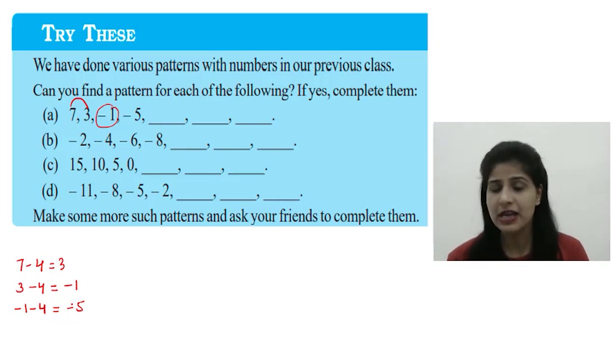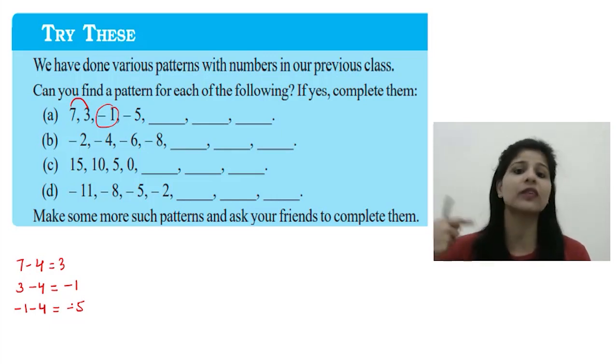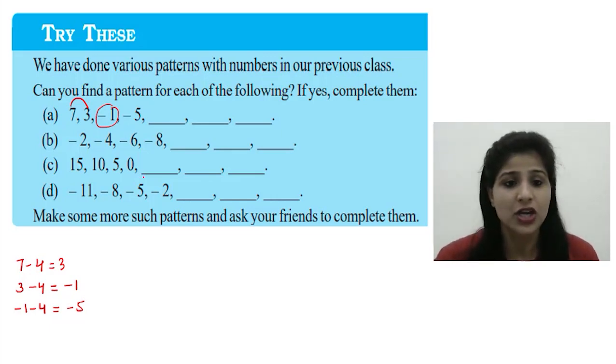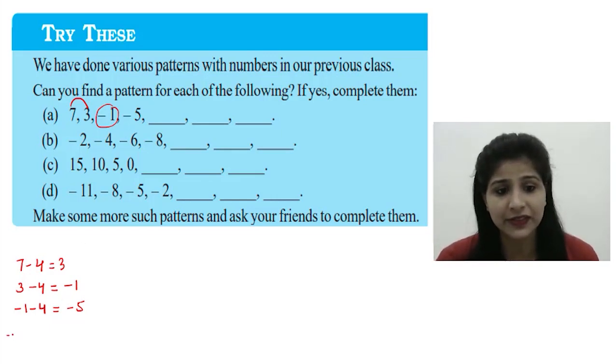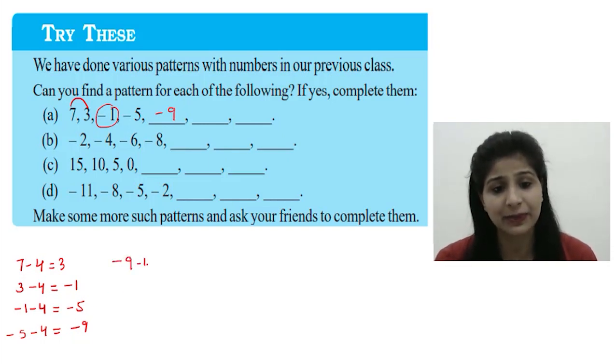What is only happening? From the number, whatever we get, we are subtracting 4. Whatever answer we get, we again subtract 4 from it. So let's see here. Now we got minus 5. I will subtract 4 from it, so we will get minus 9. Then from minus 9 we will subtract 4.